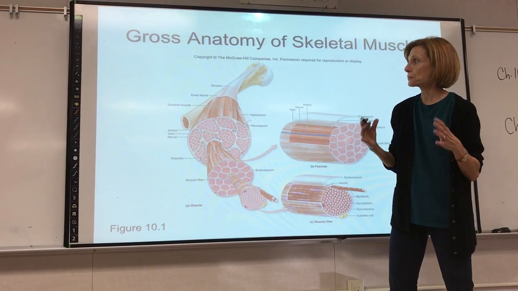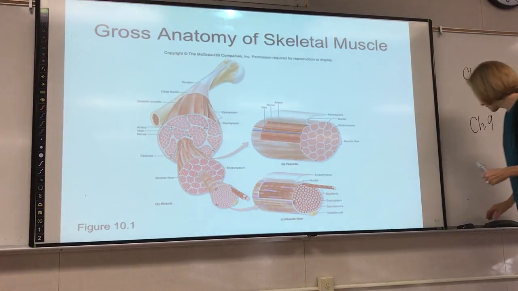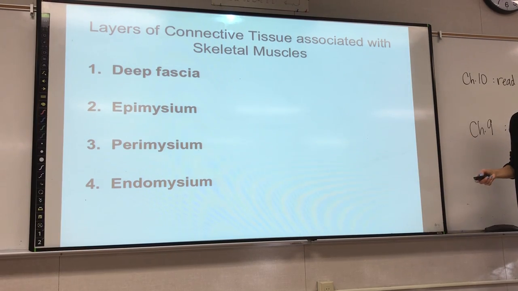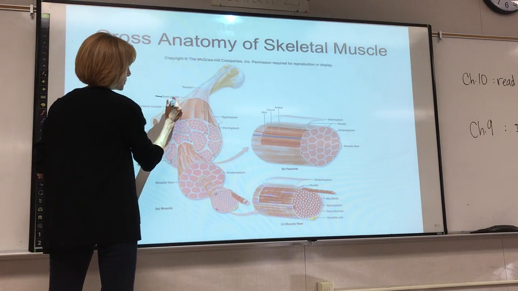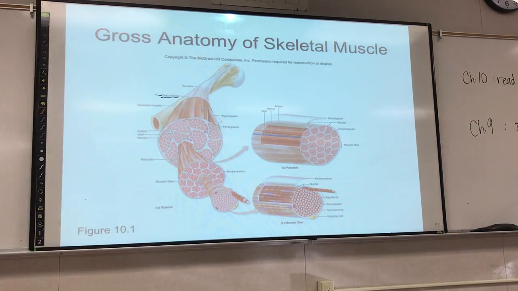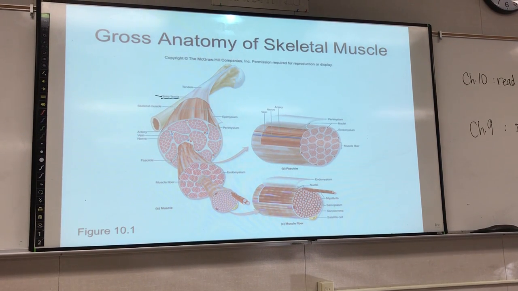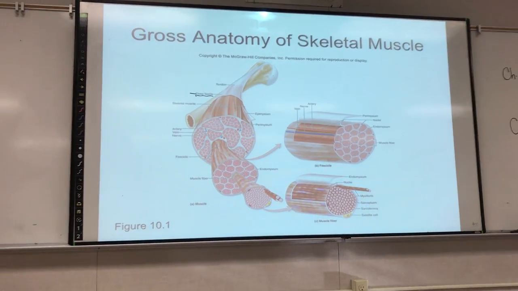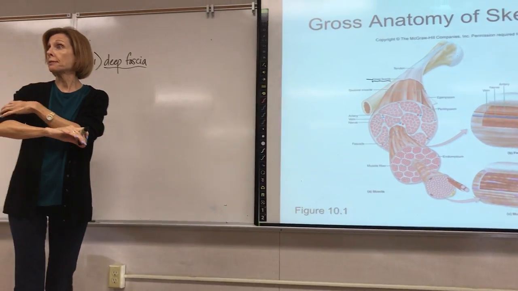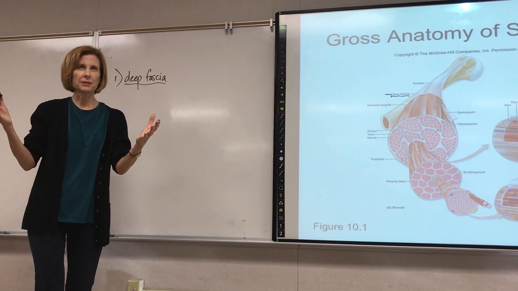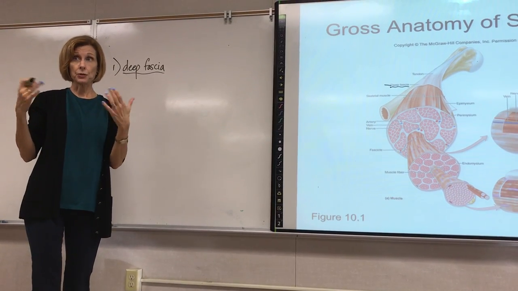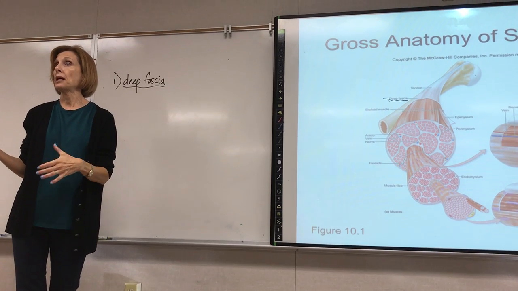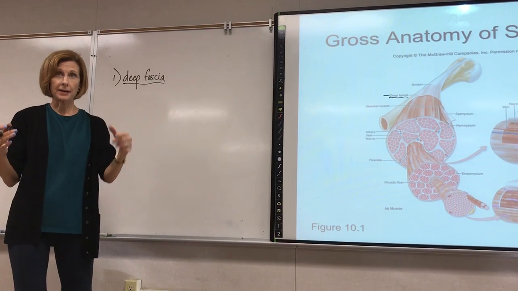Okay, so first of all, let's talk about this outermost layer. These are listed in the PowerPoint, but I want to talk about them with the diagram here. The outermost layer is called the deep fascia. We'll start with the outermost and work our way in. This layer of tissue would be just deep to the hypodermis of the skin. You guys remember the hypodermis? It's technically the layer under the skin, where we have fat and loose connective tissue. Another name for the hypodermis is the superficial fascia.